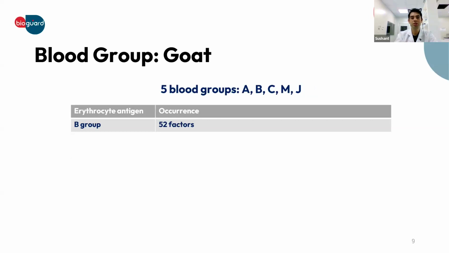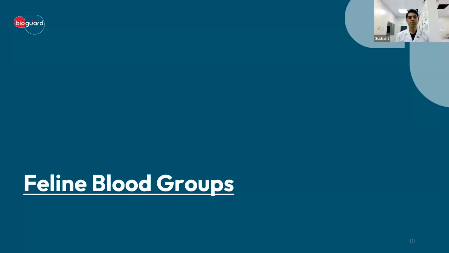So similar to the sheep, the goat is also identified so far. Okay, so this is all about the different types of blood groups in different pet animals that we usually also see in our reference lab at Bioguard. However, to go into more detail on the topic, we pick feline today to discuss in more detail.